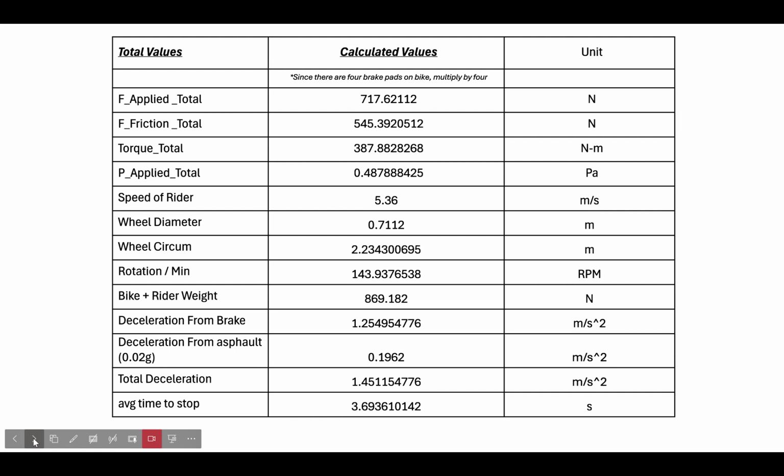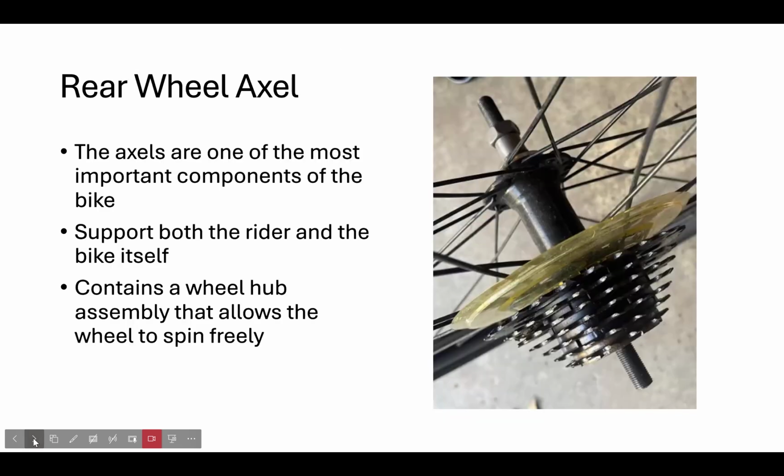And then we assumed the total weight of the bike and the rider itself to be 869 newtons. We use the simple force equation from earlier to calculate the deceleration from the bike, which was 1.25 meters per second squared. And we also consider the deceleration from asphalt, which came out to be 0.196 meters per second squared. So total deceleration was 1.45 meters per second squared. And then using that, we calculate the average time to stop, which came out to be around 3.69 seconds. Yeah, a lot of numbers.